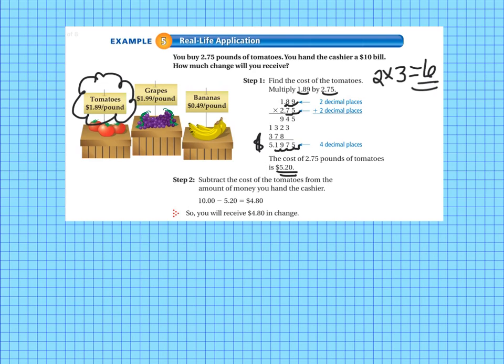And then we have to subtract the cost of the tomatoes from the amount of money that we hand the cashier. So $10 minus $5.20 equals $4.80. So that's how much change we get back.